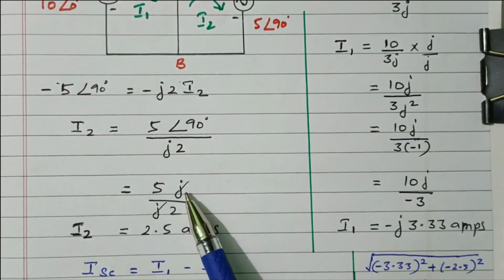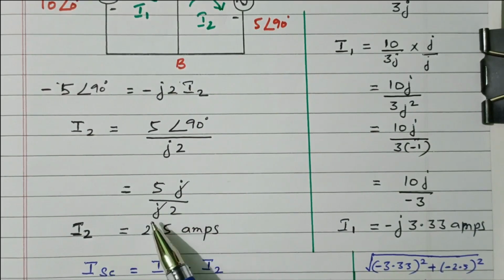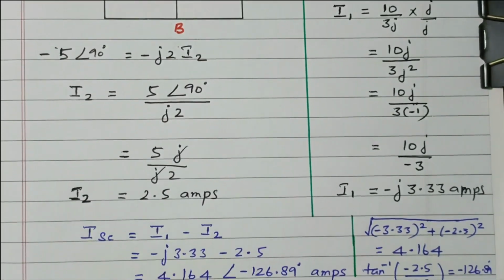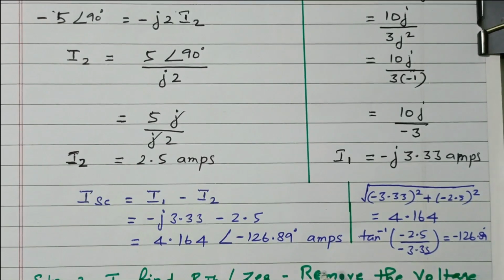So we can replace this 90 degree by J. So this J got cancelled. So 5 divided by 2 is 2.5 ampere, right? So I2 value is 2.5 ampere, I1 value is minus J 3.3 amperes. So from that we can easily calculate the short circuit current.